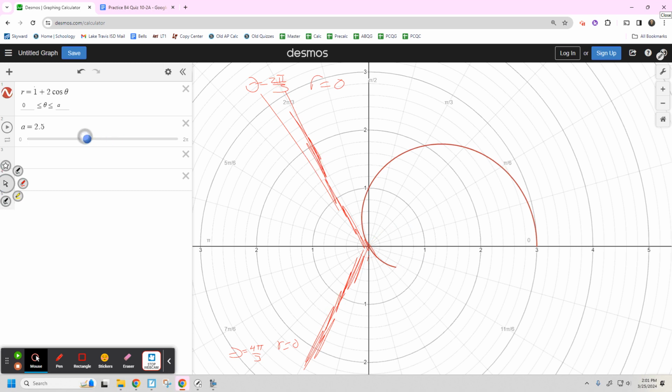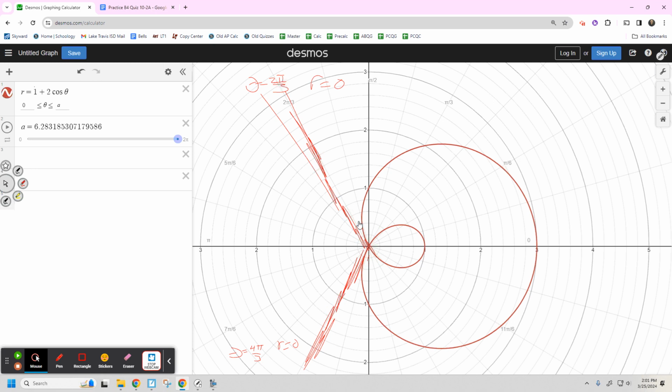At 2 pi over 3, my radius is 0. At 4 pi over 3, my radius is 0. In between, I had a negative radius. So even though my angles are here, just like when we were graphing r equals -2, my graph's over there. Then, from 4 pi over 3 to 2 pi, I have that positive radius going out.